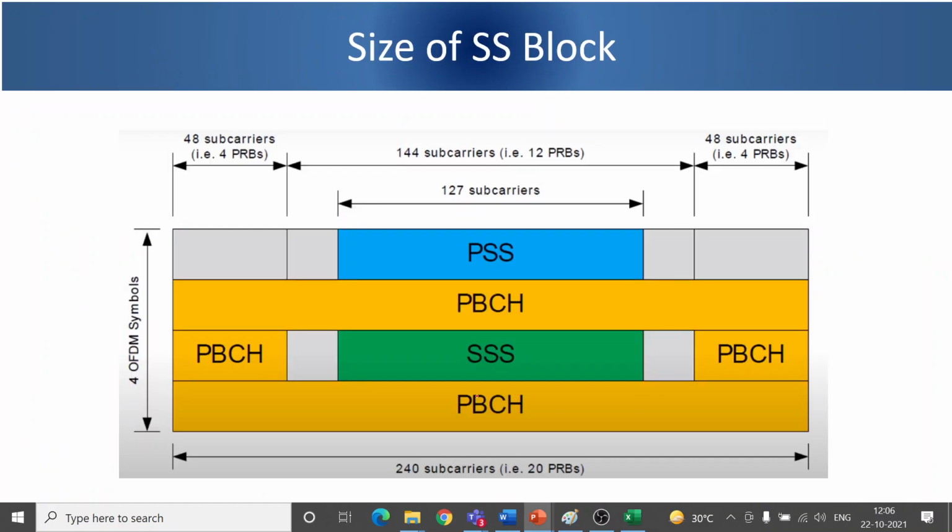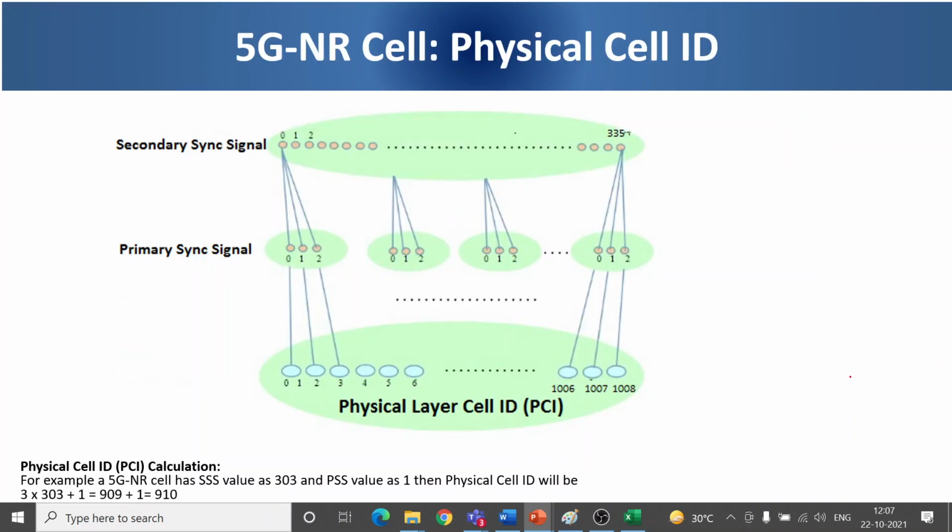Now let us see the same diagram horizontally, where you have frequency. It's 240 subcarriers and 4 OFDM symbols, and 127 for PSS and SSS, and from this place to this place it is 144 RBs, 48 subcarriers for this PBCH and this PBCH, and the end PBCH is all 240 subcarriers.